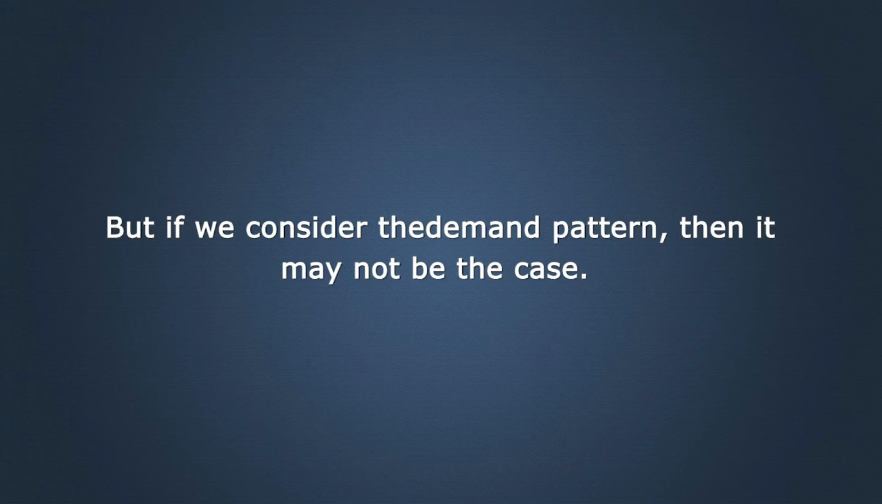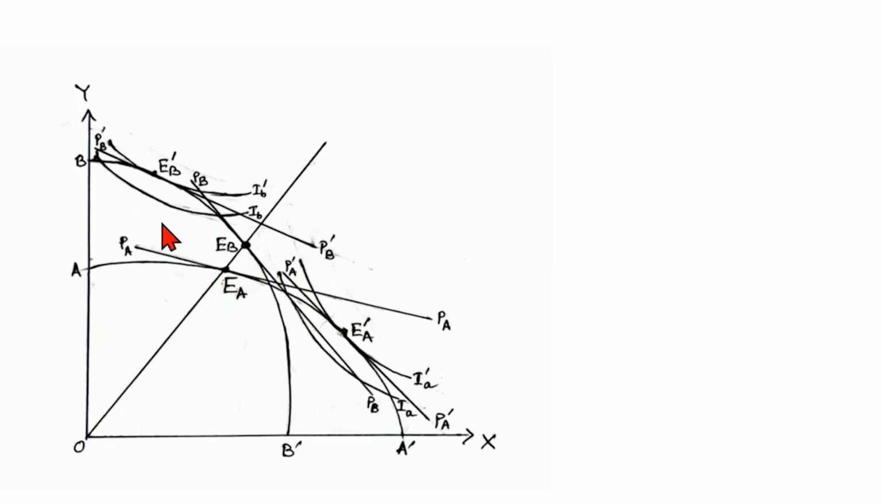But if we consider the demand pattern, then it may not be the case. Here we see that the residents of country A prefer to consume more of commodity X, in which it has comparative advantage. So here we see the indifference map of country A is closer to the x-axis. You see the indifference curves are IA, IA prime.